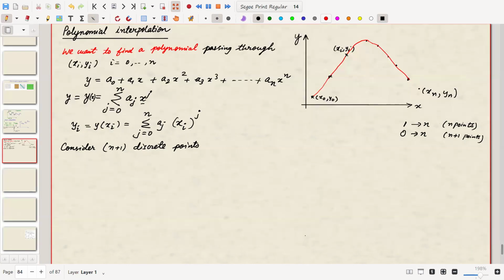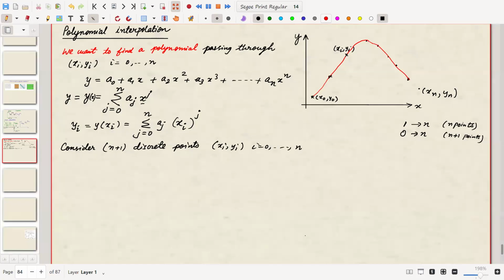But we will make a very important conclusion towards the end of this class. So is it good to have uniformly spaced or non-uniformly spaced? No. We'll see it is the opposite. So this is the non-intuition I told you about. You will see why it is the case. Consider n plus 1 discrete points, and those points are xi, yi from i equals 0 to n.